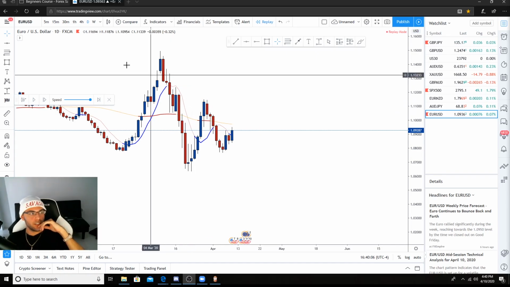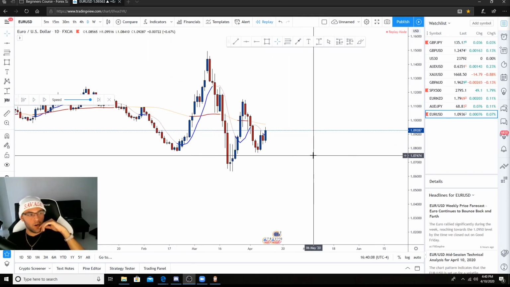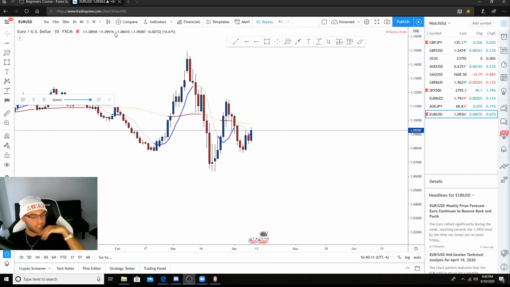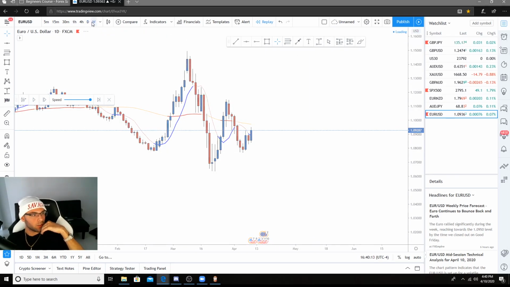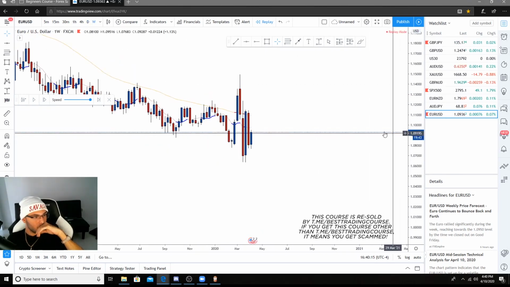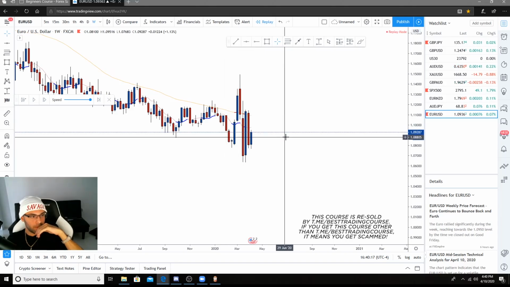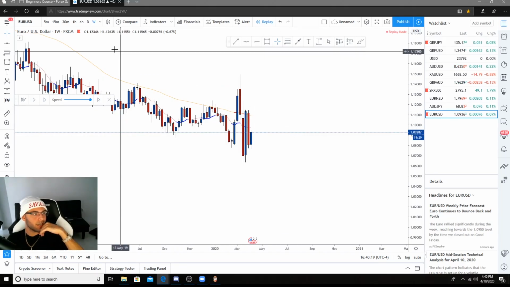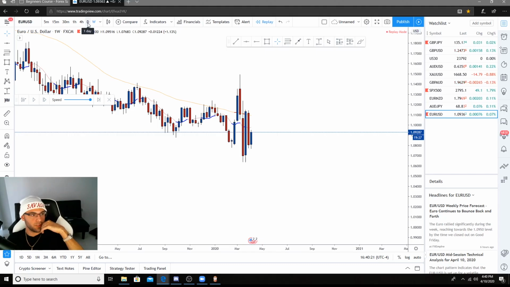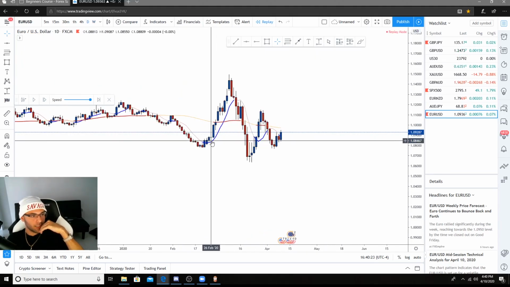So here we are in the replay mode. As you guys can see, here we are in the daily. Starting at the daily, we can just go to the weekly also. As you can see, I don't really use the weekly that much because sometimes I get a little confused and I don't really like that. So I like the daily more.